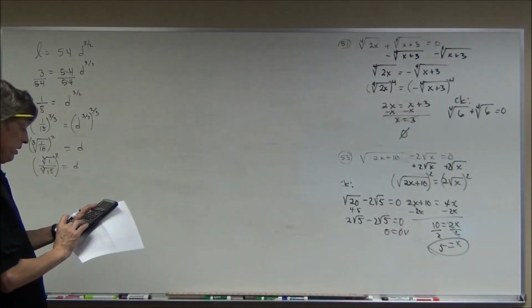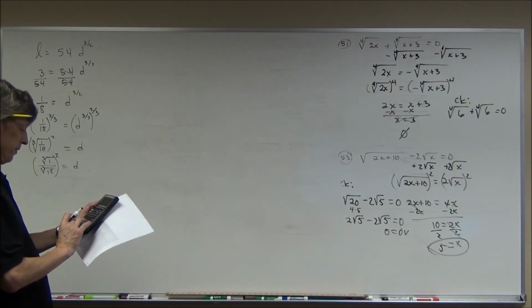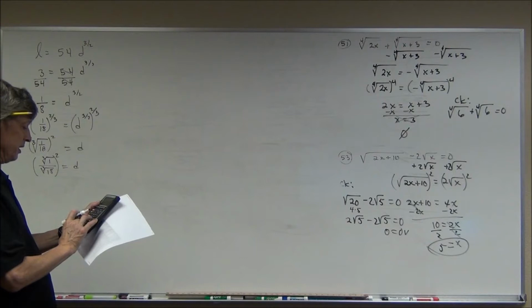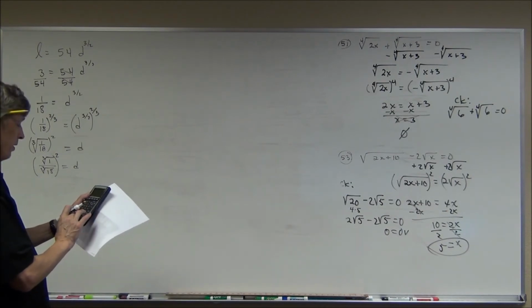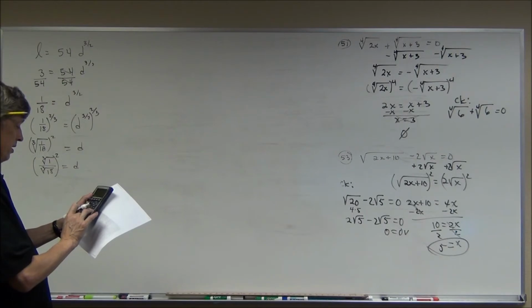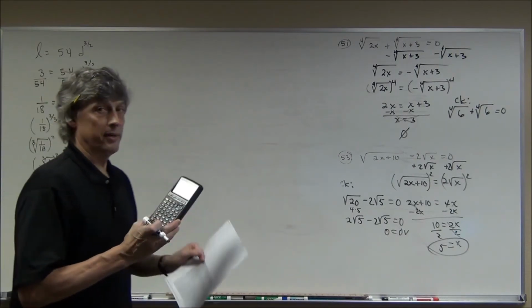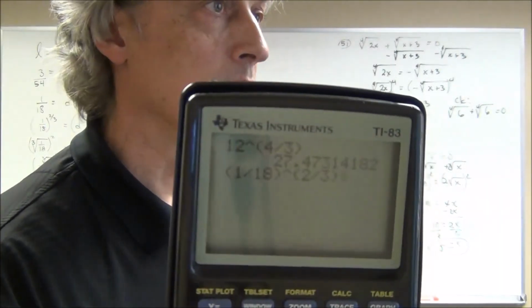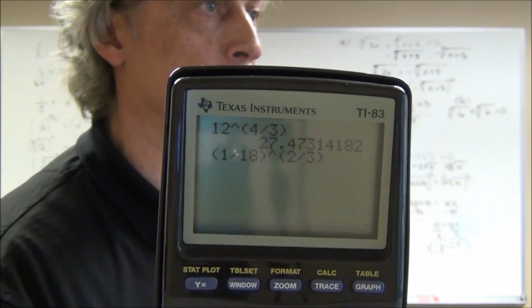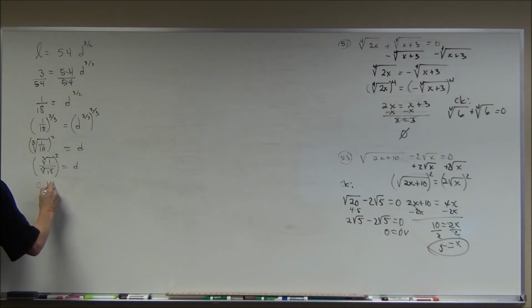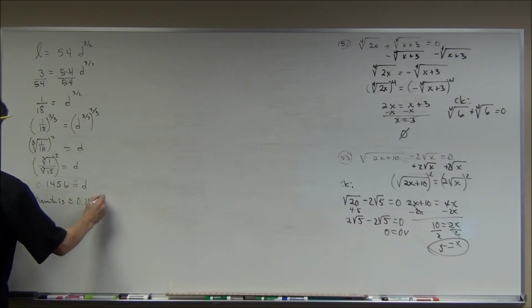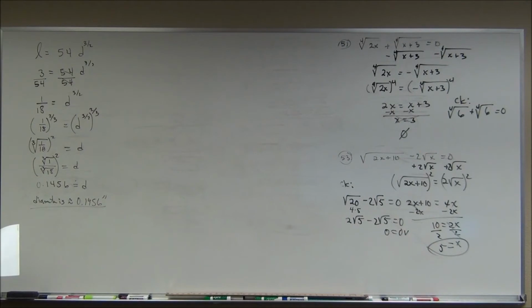I'm going to take 1/18, parenthesis 1 divided by 18, raised to the, where's my caret, raised to the 2/3 power. Okay, let's see if you can see that. See below? 1/18 raised to the 2/3 power, and I get 0.1456, and this is approximately the diameter. So the diameter is approximately 0.1456, and this is in inches. So make sure you answer it in a short sentence, because it's a story problem.